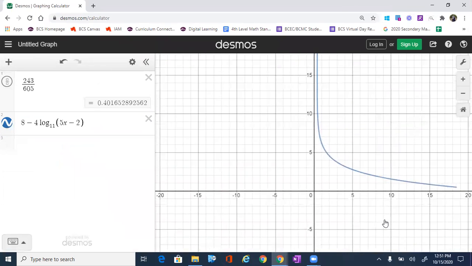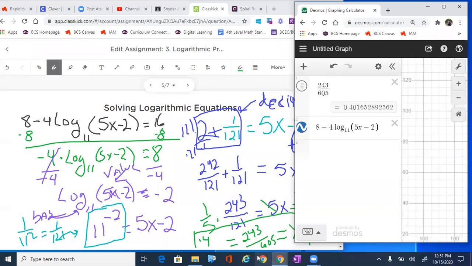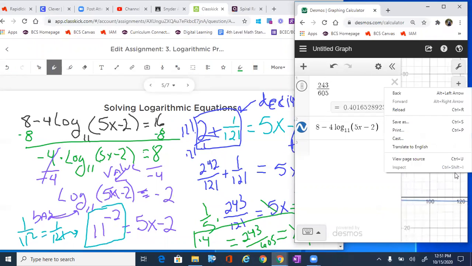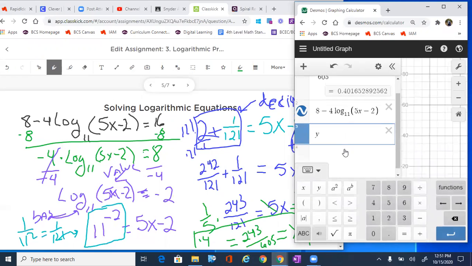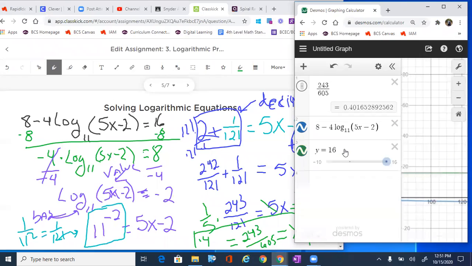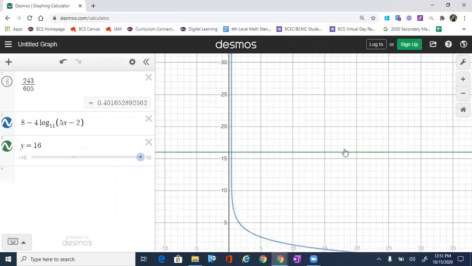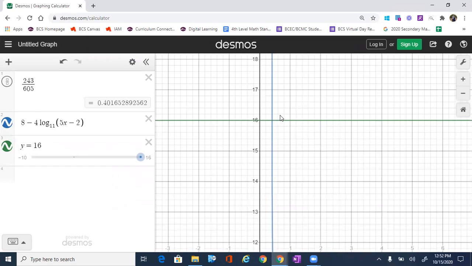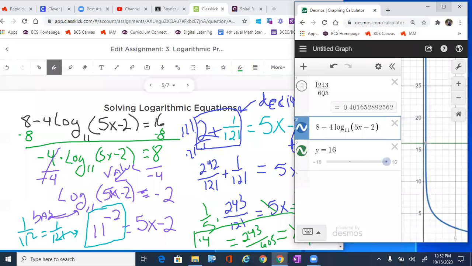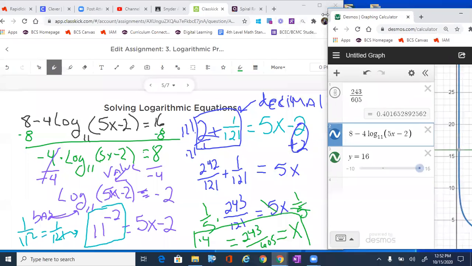The next thing I'm going to do is come back. I know that the equation has to be equal to 16, so I'm going to type in y equals 16. Let's look all the way back in here and see if I can find that value where they intersect. Check it out. Let's see what happens. Boom, 0.402. We did it correctly. Our answer was 0.4016, which rounds to 0.402, and it looks like all of our work over here on our class kick is looking good.